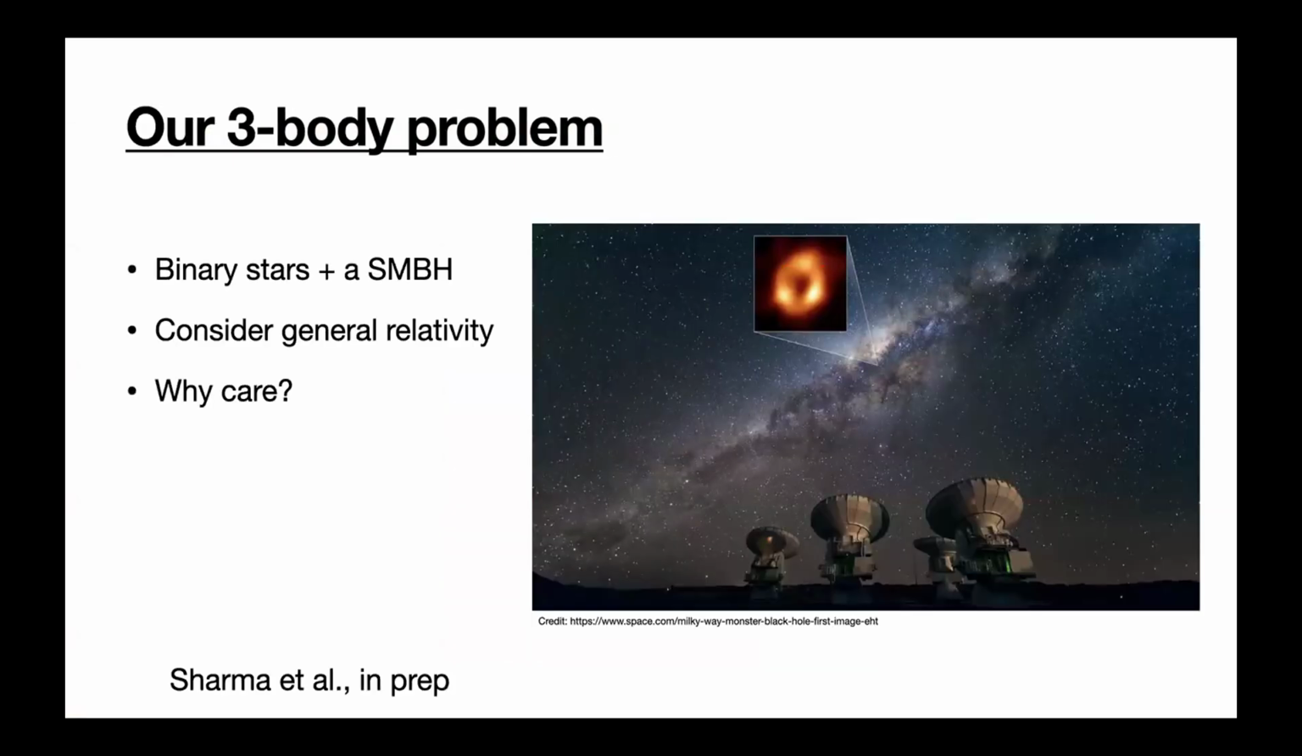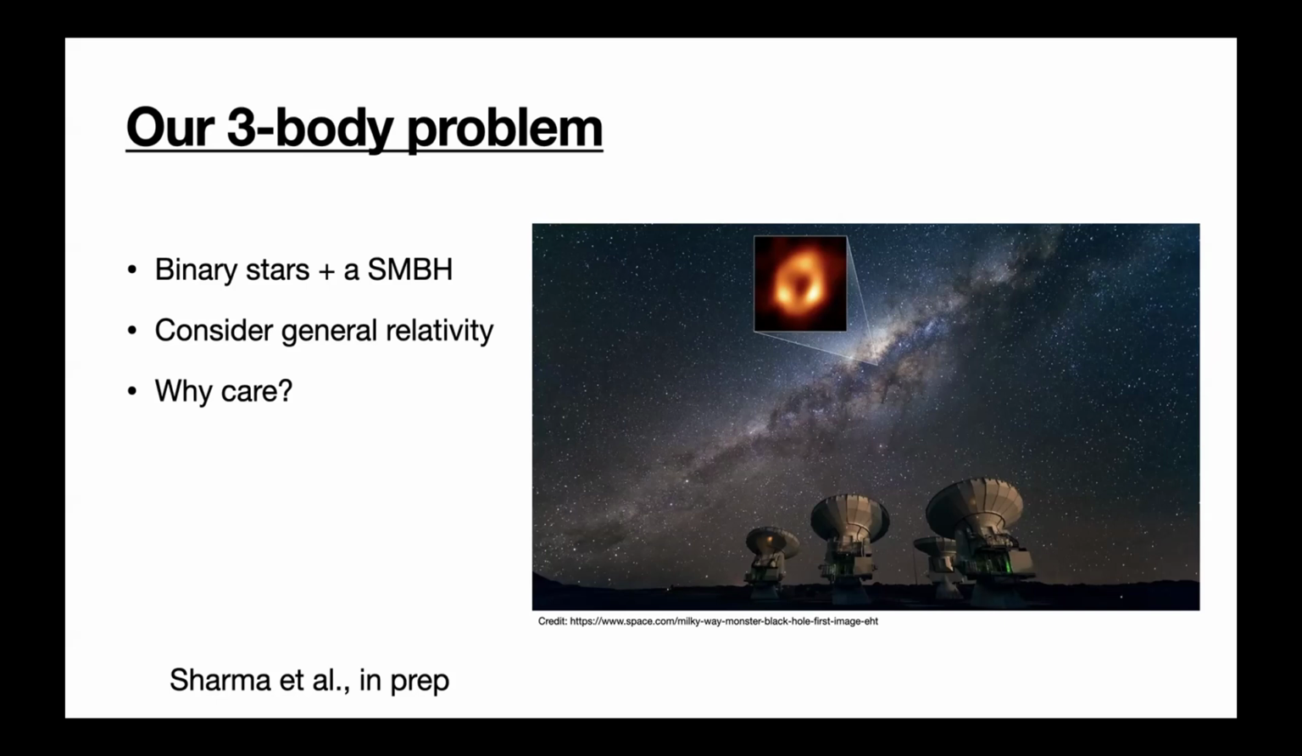We also tried to solve a three-body problem, which involves a supermassive black hole with a binary star system. So why do we care? Most galaxies have supermassive black holes in their centers surrounded by stars, and our own galaxy is also home to a supermassive black hole of 1 million solar masses. So we wanted to understand how a binary star would interact with the supermassive black hole.